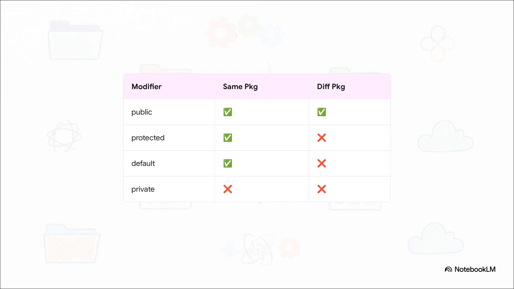But look down at default. That's what happens when you don't write any modifier at all. Notice how the green checks stop at the same package column? The moment you try to access a default class from a different package, Java straight up blocks it. It's exactly how you hide the internal workings of your code from the outside world.